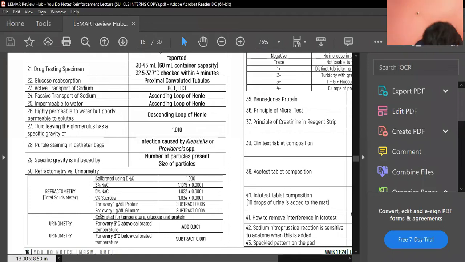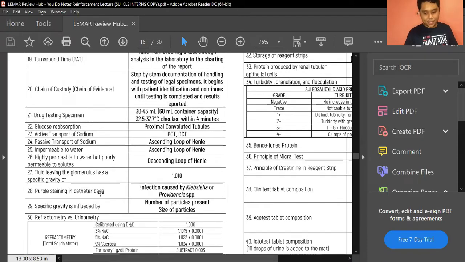For refractometry, you don't need to correct for temperature. For urinometry, dears, take note you have to correct for temperature, glucose, and protein. Baka mag-ibo mo ng calibrated. Urinometry should be calibrated for temperature, glucose, and protein. But for refractometry, kailangan na lang mo-calibrate for protein and glucose. All right? So take note of that.